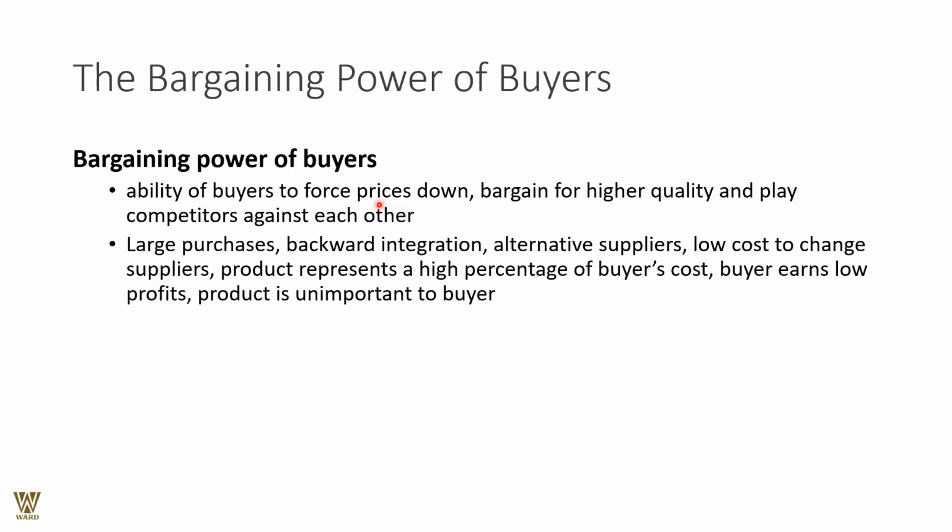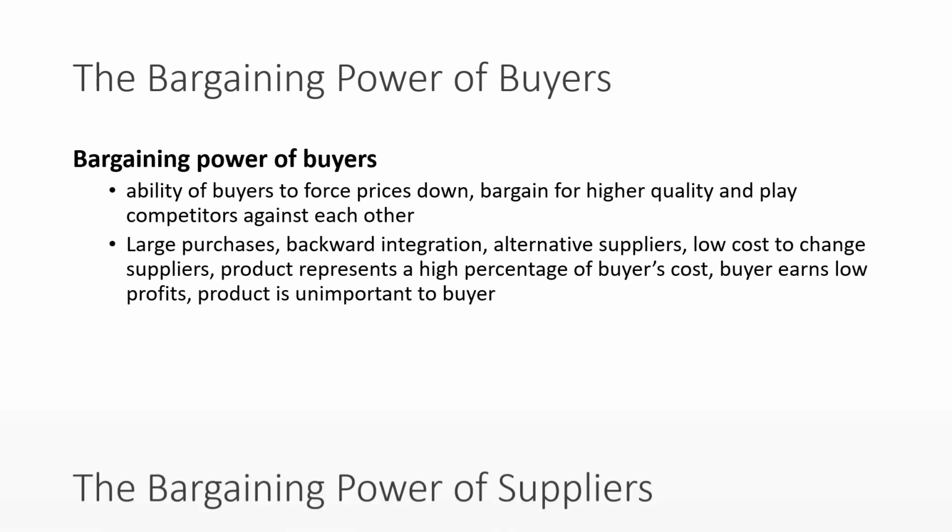So on price, buyers can force down the price, bargain for higher quality, and play competitors against each other, as in what the other competitor is giving to you. Large purchases, backward integration, alternative suppliers, low cost to change suppliers, the product representing a high percentage of the buyer's cost, buyers earning low profit, the product being very unimportant to the buyer. This is what we are looking forward to. Remember, with this, we can extend anything and everything. So this is what has been stated till this point of time: the bargaining power of the buyers.